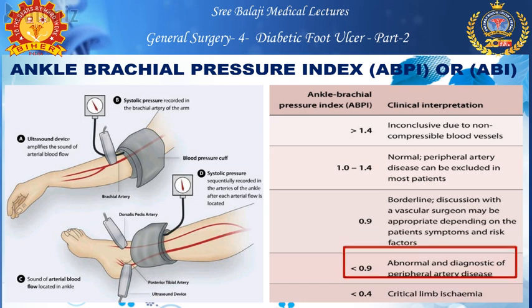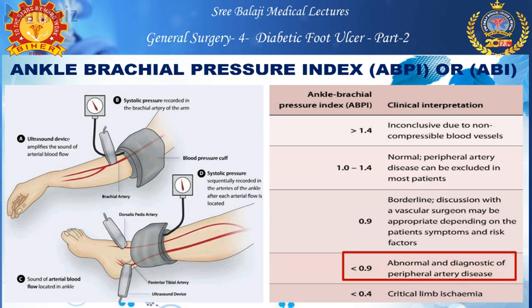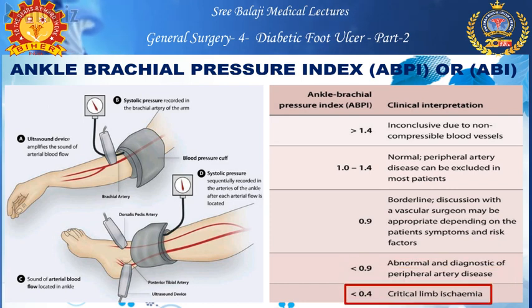Patients who have values less than 0.9 indicate abnormal and a diagnosis of peripheral vascular disease. Patients who have ankle brachial index less than 0.6 or 0.4 is suggestive of critical limb ischemia. So any ankle brachial pressure index below 0.4 indicates critical limb ischemia. That tells you that these patients with diabetic foot ulcer can land up in amputation.